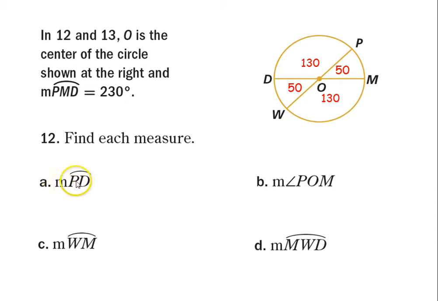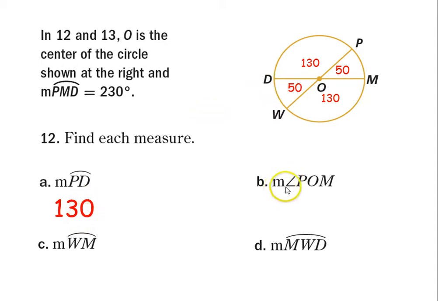The measure of arc length PD, so from P to D, going this way, is going to be 130 degrees because that was the first thing we found. So notice the difference: this is also going from P to D, but this is going through point M. So this is PMD going this way, and arc length PD is from P straight to D, not going through any other points that are labeled on the circle. So this is 130 degrees.